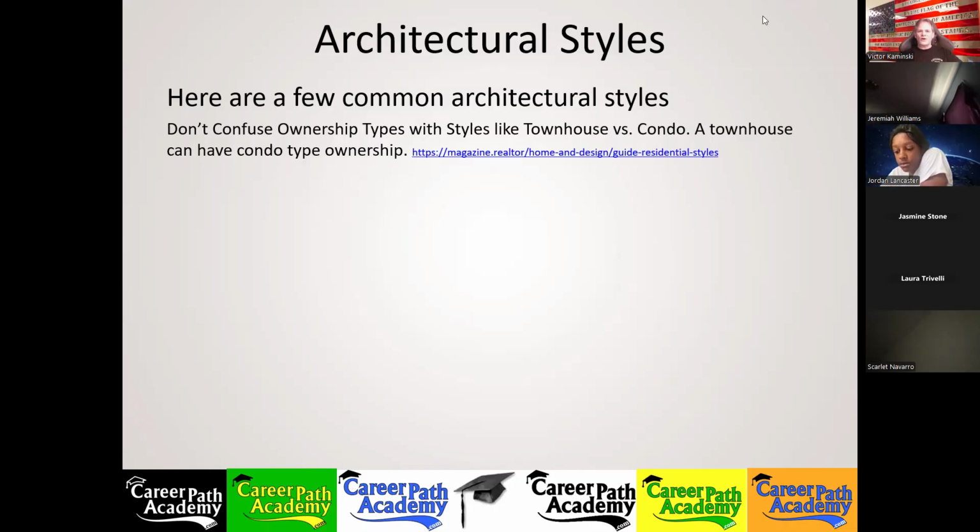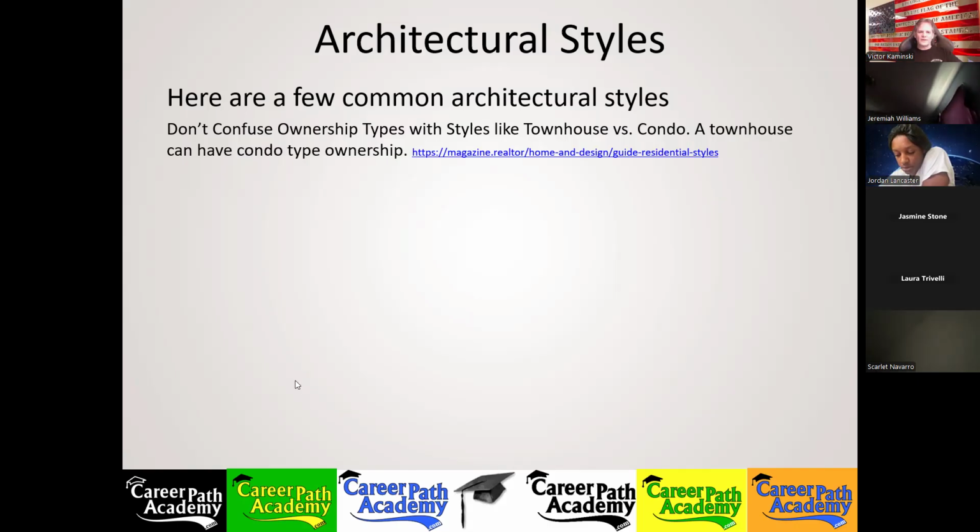So here's a few common architectural styles. You guys should familiarize yourself with architectural styles if you're planning on being in real estate. Do you know the difference between a colonial, a Victorian, a Cape Cod, a ranch, a raised ranch? There are so many different types of architectural styles, and when we get listings, we need to put that architectural style in the MLS. So you should be able to identify the different types to put them in the database correctly.